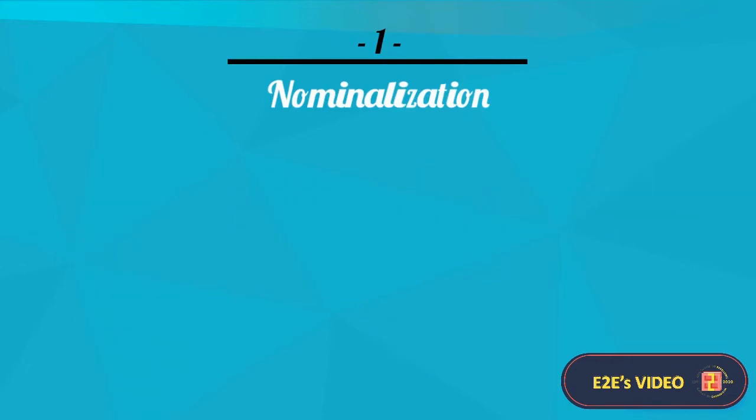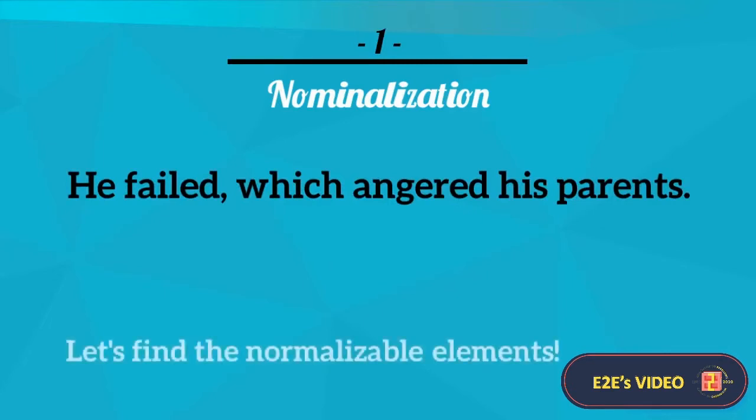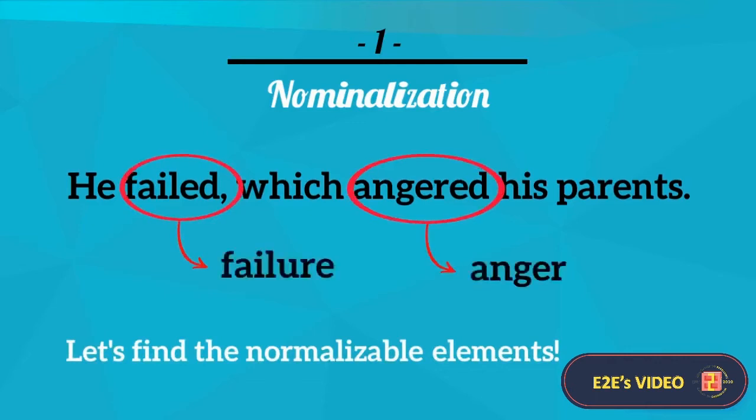Let's look at the first sentence. He failed, which angered his parents. If the sentence is to be rewritten using nominalized phrases, we need to find the elements that are nominalizable first, which are failed and angered. The according nouns of the two verbs are failure and anger.